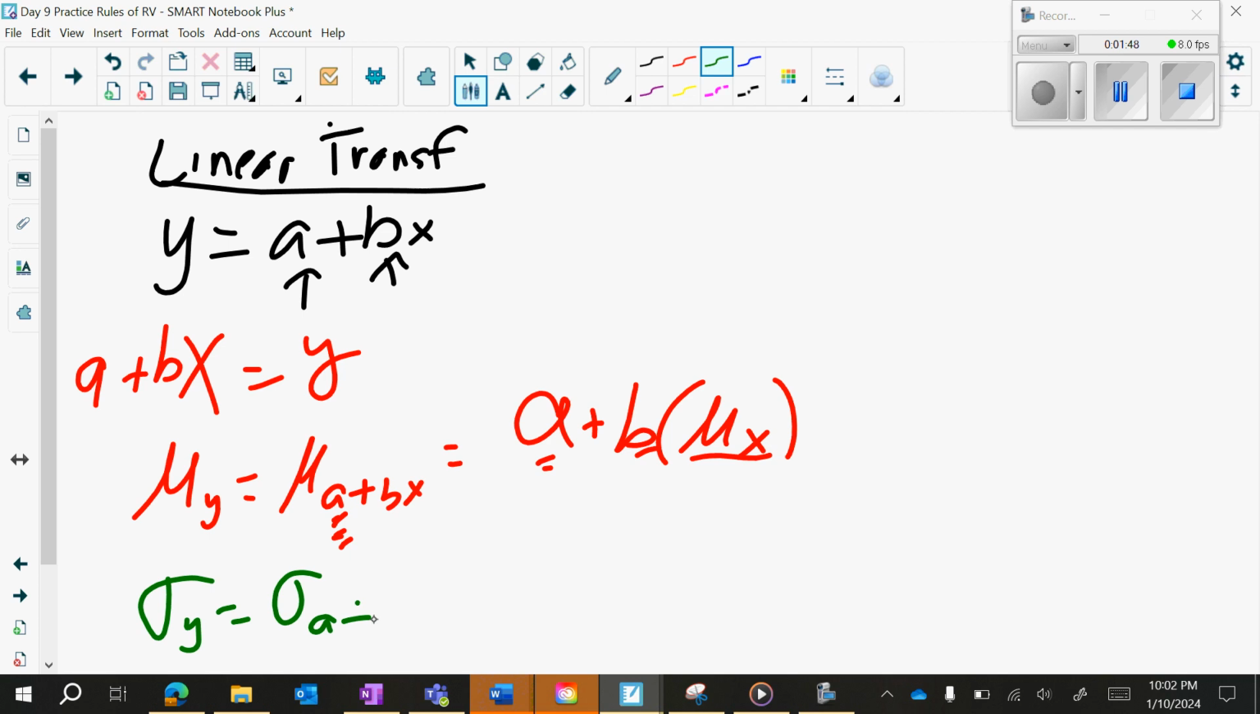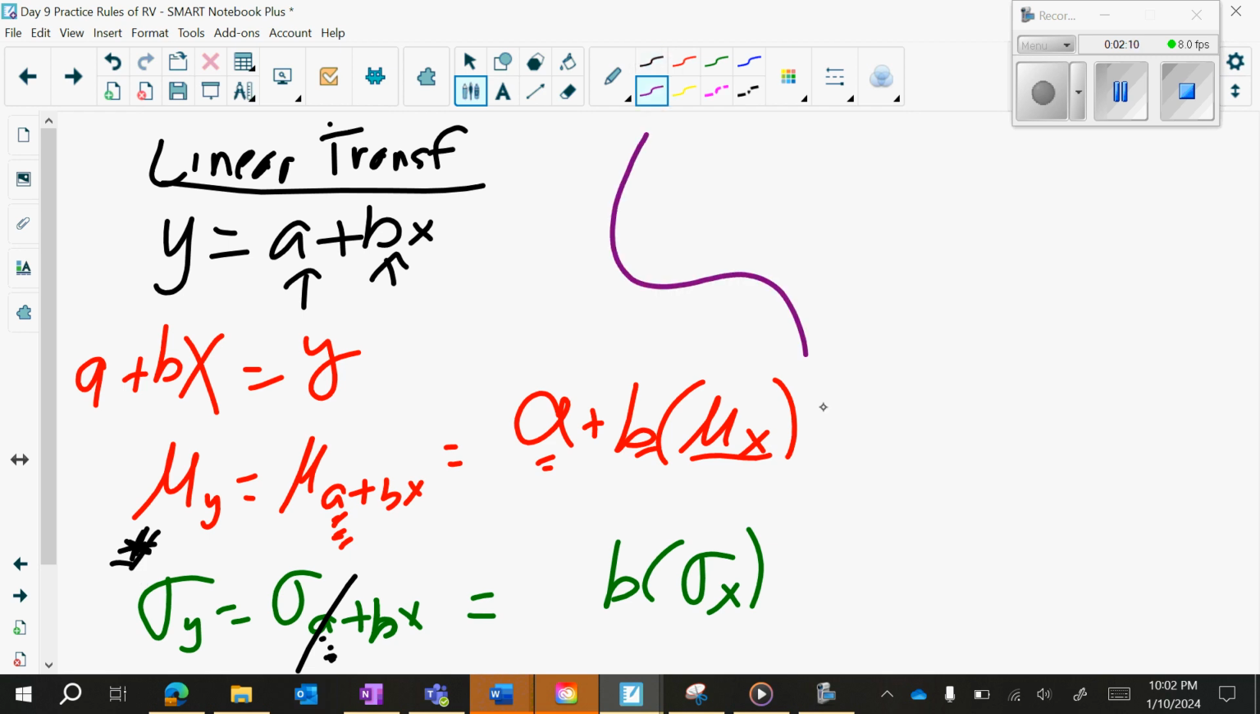But standard deviation, remember, is not the same. When you multiply by a constant b, it will indeed get multiplied and the spread will get bigger. But if you add a number to everything, the standard deviation remains the same. So that letter a just drops out. So that is the trickier of the two rules to remember.